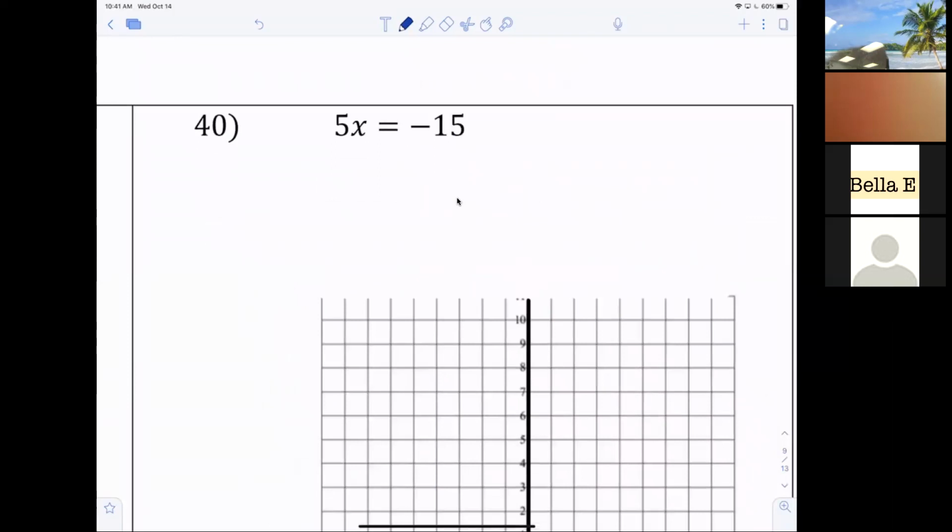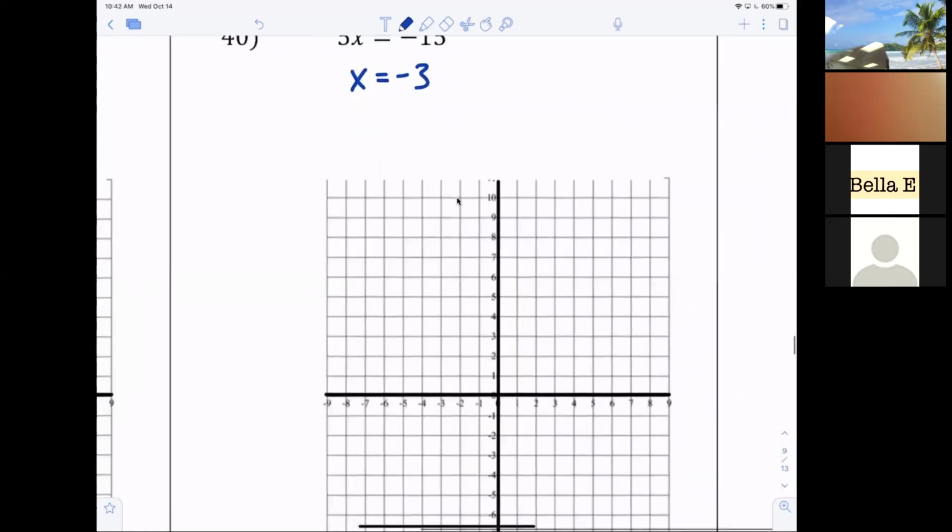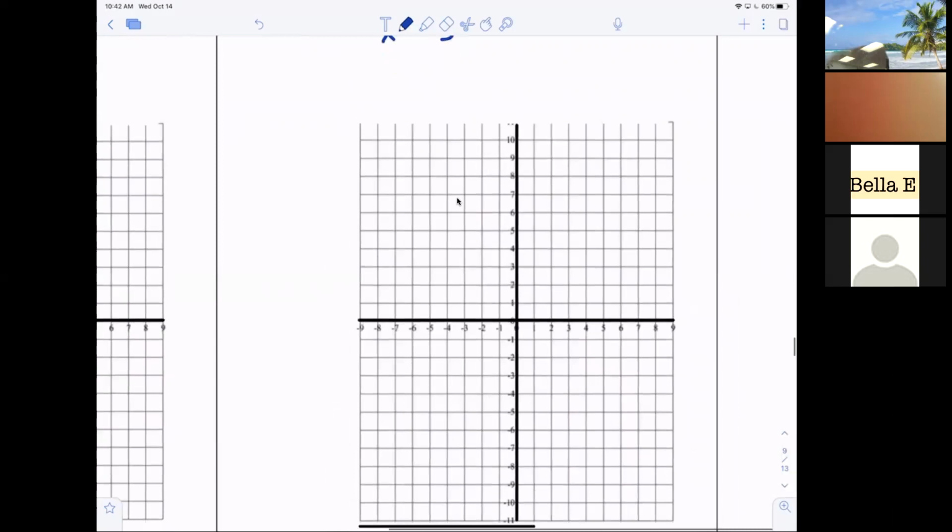So what do I have to do with number 40? What are you thinking? Wow, divide by 5. Feels good, I know. Divide by 5, so x equals negative 3. So this is a special case. You're just graphing x equals negative 3, which is a vertical line. So you just go to negative 3, draw the line, and there you have it. All right, simple, simple, simple.